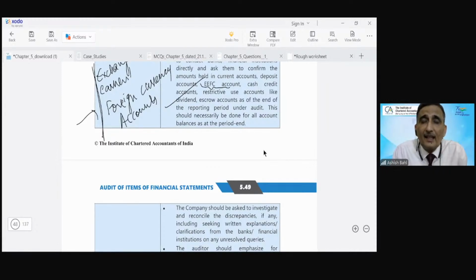Escrow means, generally, when there is a contract between two parties and they do not trust each other, they keep the money with some neutral third party. We say that money is kept in an escrow account, and it can be used only after certain obligations are performed. You have to understand this much, not much detailing, since the word is appearing in your module. That is why I am telling you.